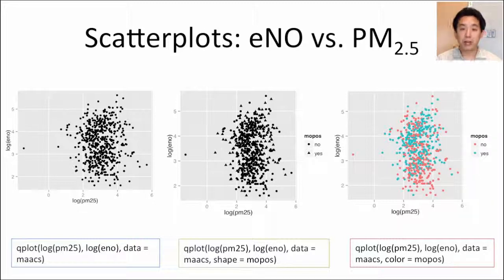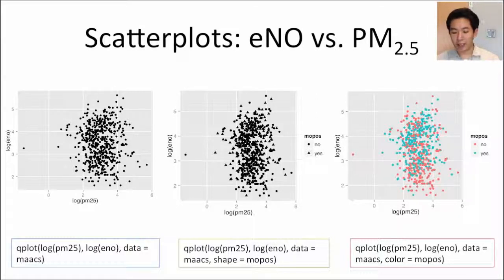In the middle plot here, I've made the same scatter plot, but I've separated the two groups, the mouse positive and the non-allergic and the allergic children, by different shapes. So here I specify the shape argument, and I assign the shape to be this mouse positive variable. And now it's not really easy to see the two groups here. There's one group that's triangles and another group that's circles, and because of the overlapping of the points, it's a little hard to see.